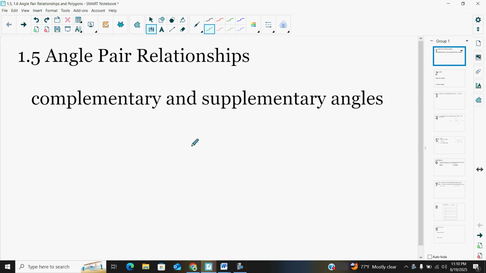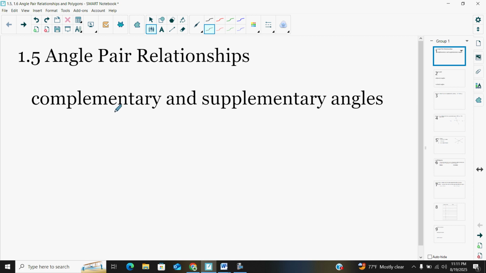We are covering two different sections today, section 1.5 as well as 1.6. Both have a bunch of definitions in there. You do have a guided notes handout that has a lot of the definitions on them, either in matching form or I straight up gave you the definition, one of the two. 1.5 is titled Angle Pair Relationships, relationships between pairs of angles.